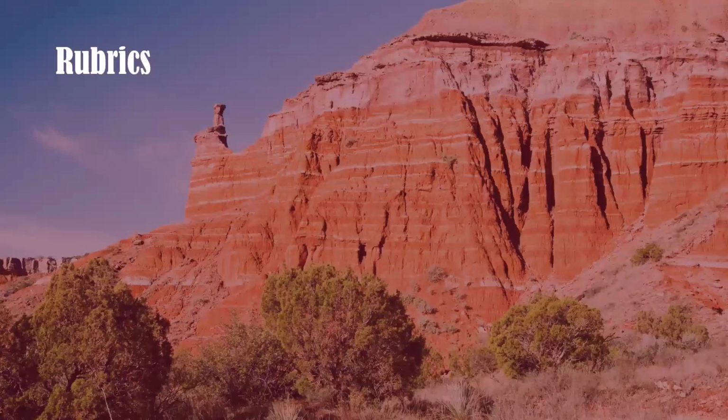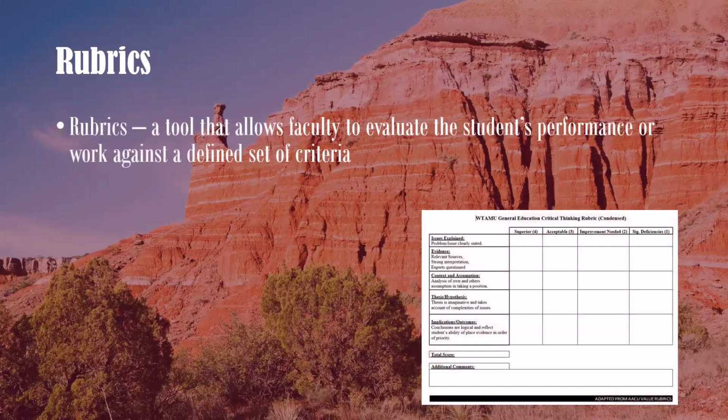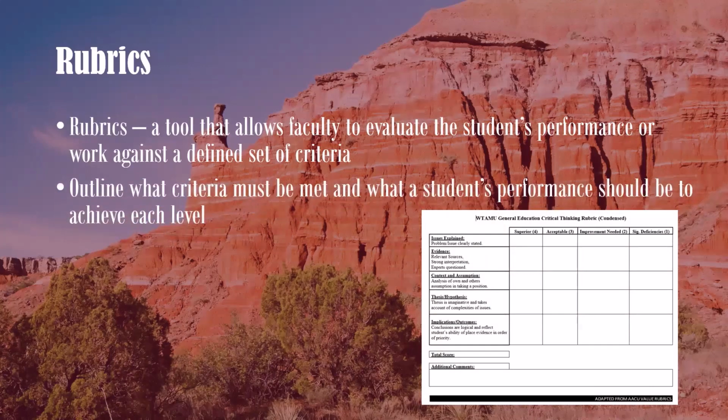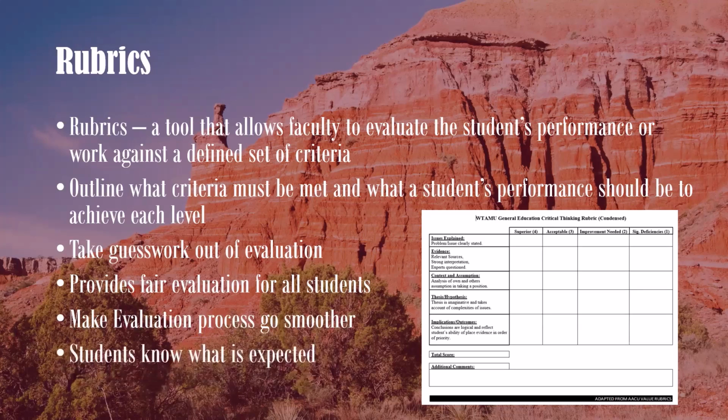Let's dive a bit deeper into rubrics. A rubric is a tool that allows faculty to evaluate the student's performance or work against a defined set of criteria. Rubrics outline what criteria a student must meet at every level and what a student's performance looks like at each level. Rubrics help take the guesswork out of evaluation and requirements, in addition to providing a way to know that all students are being evaluated using the same criteria. Faculty like rubrics because they make the evaluation process go much quicker, and students enjoy knowing that they have a resource that specifically outlines requirements for an assignment or project.